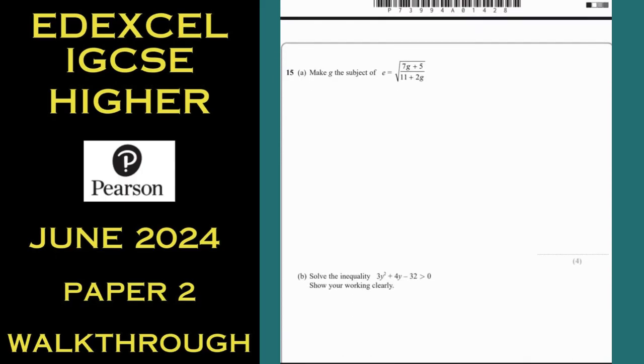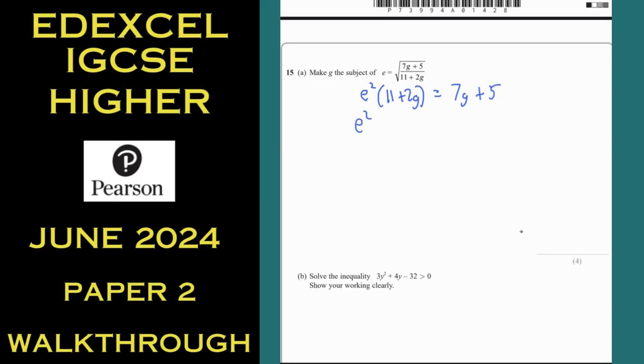Question 15, make G the subject. It is one of those trickier ones because, as you can see on the right-hand side, there is a G on the top and the bottom, so it's going to require some factorising. So let's go. Let's square both sides, and let's multiply both sides by 11 plus 2G. So I'm doing a couple of things in one there, just to speed the process up. That's a heck of a rubbish plus.